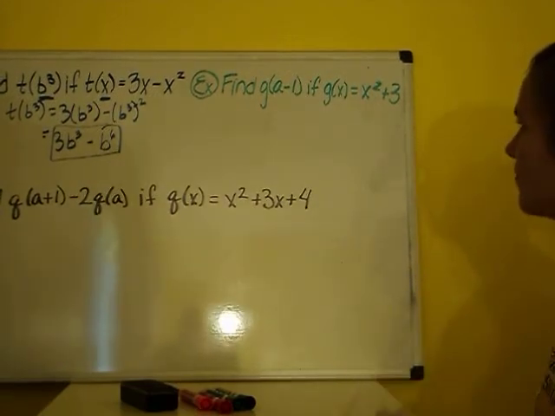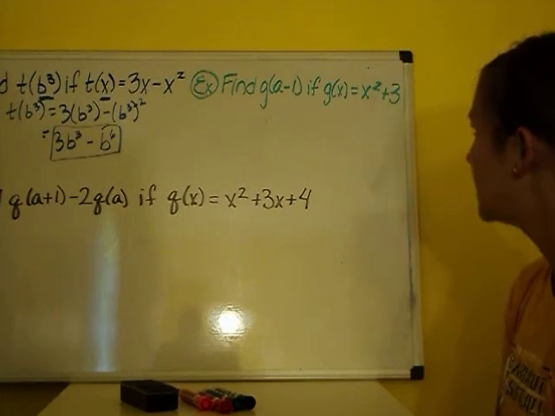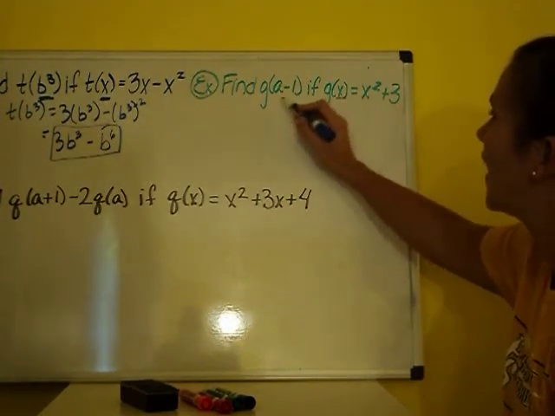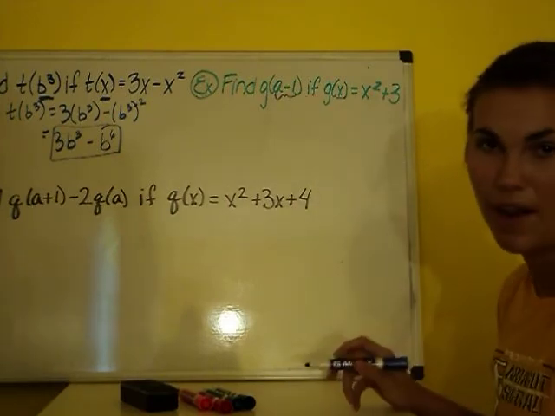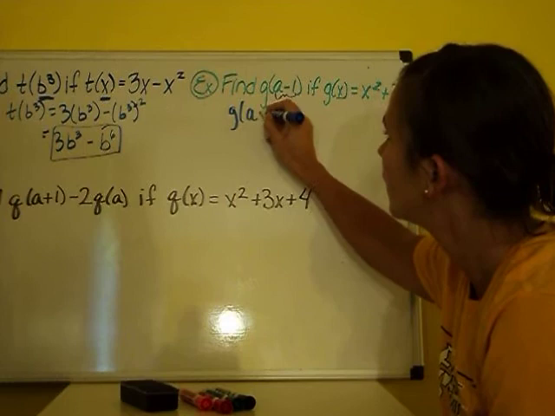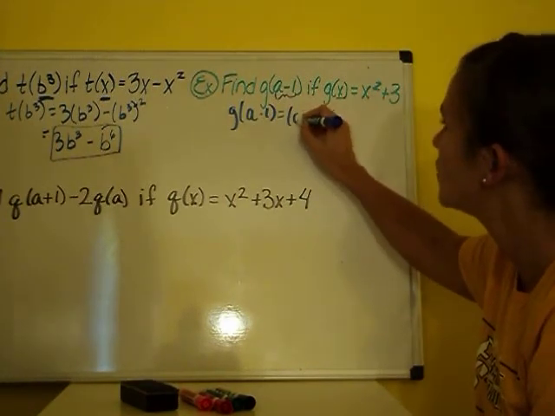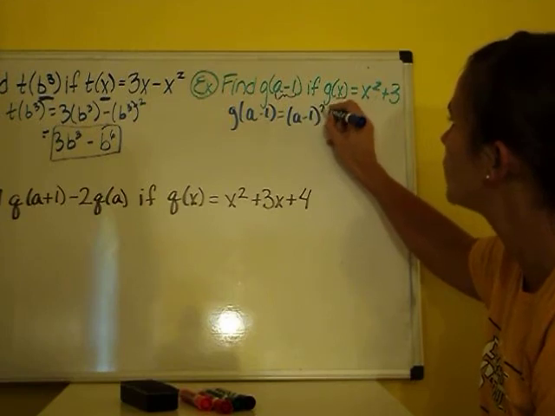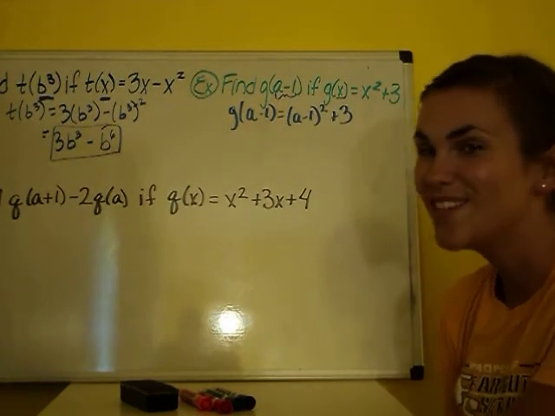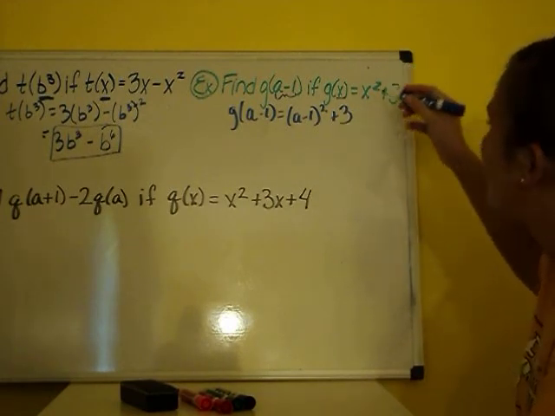Alright. This says find g of a minus 1 if g of x equals x squared plus 3. Okay, so now wherever I see an x, I have to put a minus 1 in for x. So my g of a minus 1 is going to equal, I have an x, so I'm going to have a minus 1 squared plus 3. Guess what we have to do? FOIL! Yay! We all love foiling, alright?